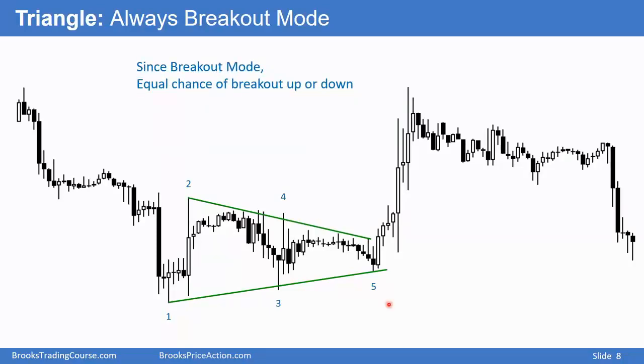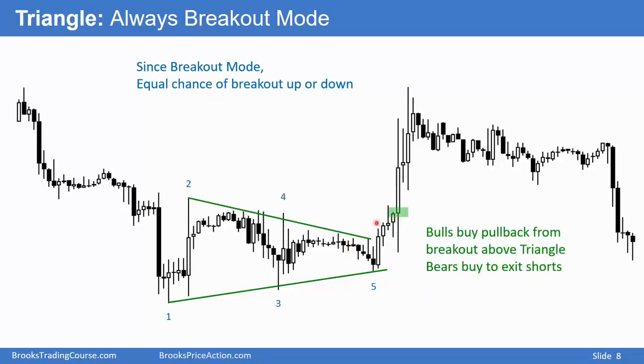Anytime you have a horizontal pattern lasting 20 or more bars, breakout mode. Equal chance of a breakout up or down. Here we have a bull breakout. The bears tried to reverse. The reversal did not succeed. It became simply a pullback, and bulls bought above the high of this bar.